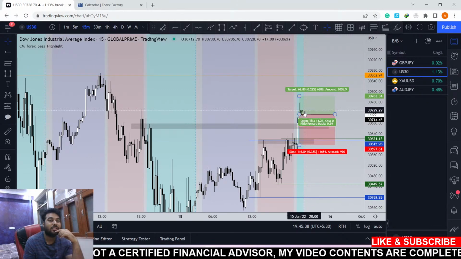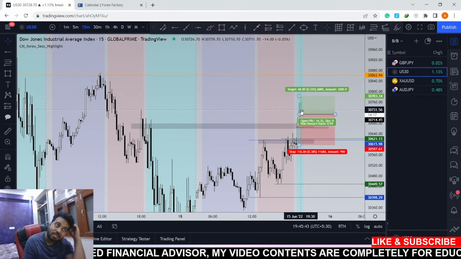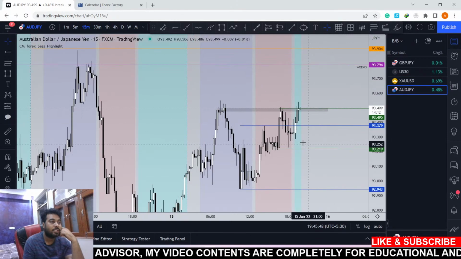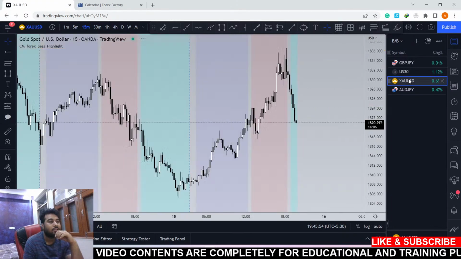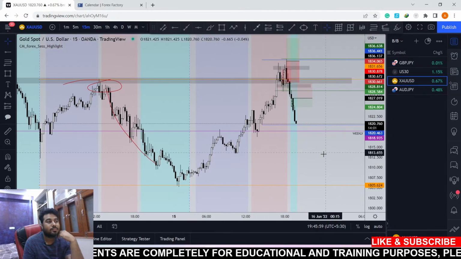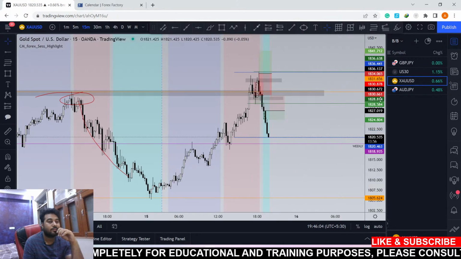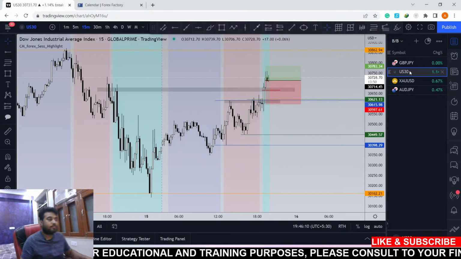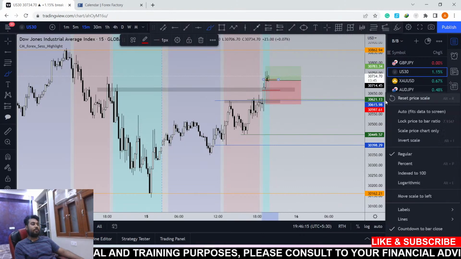I would not like to be in this trade anymore. If I would be in the trade, I would have closed it at around this area. AJ, it has just given us a big move, so no need to take an entry in this. Recently, let's suppose I have exited it at around breakeven.